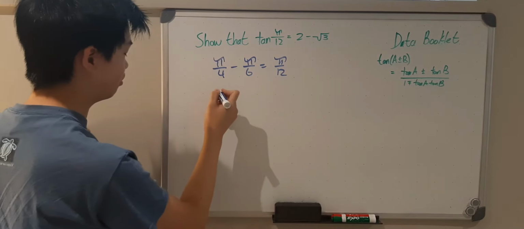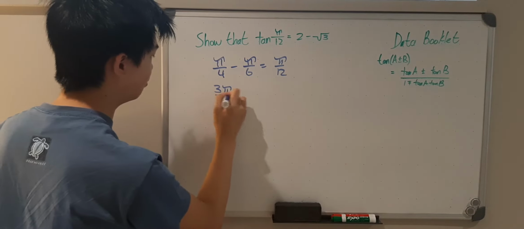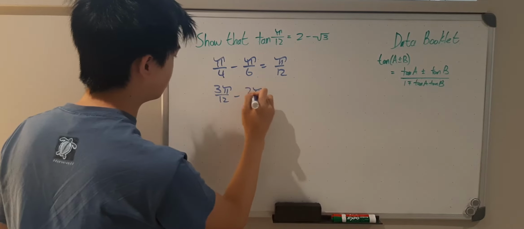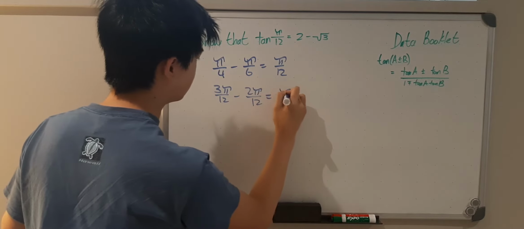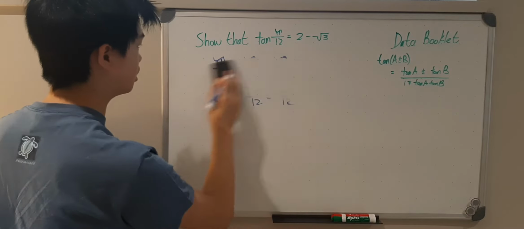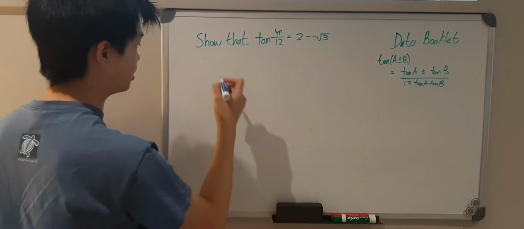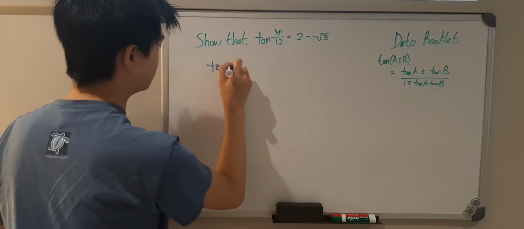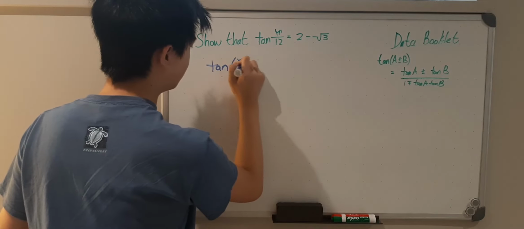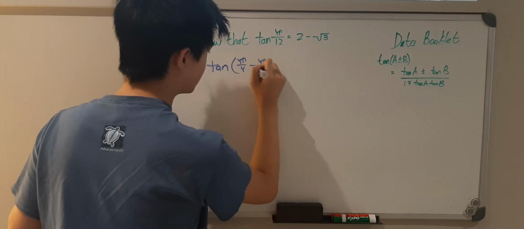That's because pi over 4 is equal to 3 pi over 12, minus 2 pi over 12. Yes, and that equals pi over 12. Okay, so we're going to use those. So we can write down tan of pi over 4 minus pi over 6.